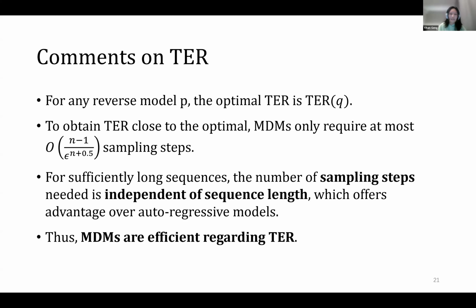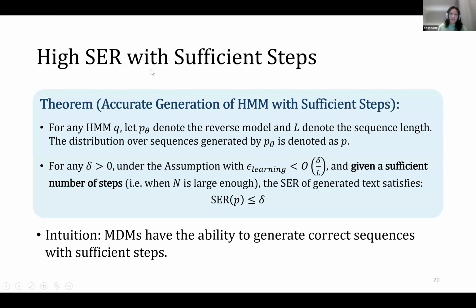However, recall our earlier analysis on parallel sampling, that it may lead to irreducible errors in the sequence. We start to wonder whether this conclusion still holds for sequence error rate. Regarding SER, we first show that with sufficient sampling steps, the sequence error rate of a well-trained masked diffusion model can be very low. In this setting, we consider any hidden Markov model as the target. This theorem tells us that as long as the MDM is well trained with a sufficiently small learning error, given enough sampling steps, we can make the sequence error rate below any desired threshold delta.